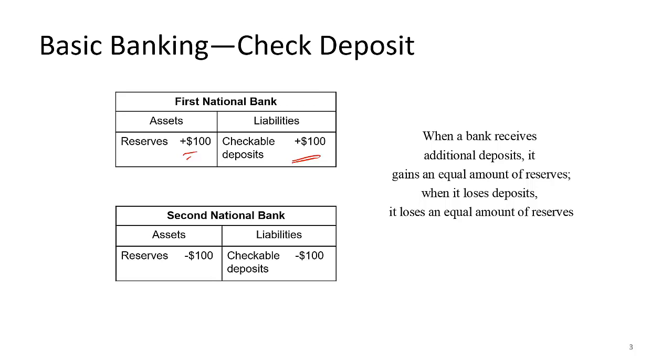Now let's talk about the Second National Bank. The check was written from the Second National Bank. So when you look at the T account of the Second National Bank, liabilities go down by $100, and because liabilities are down, their reserves also decrease by $100. Because the moment you write a check, that means the Second National Bank has $100 less in deposits, which also means that money needs to come out of their reserves.